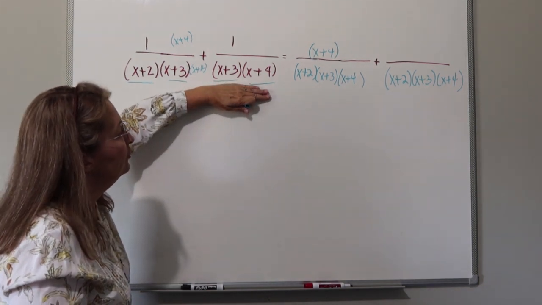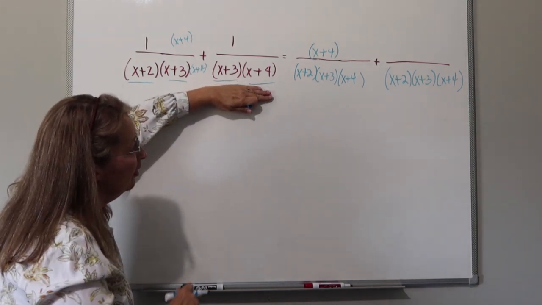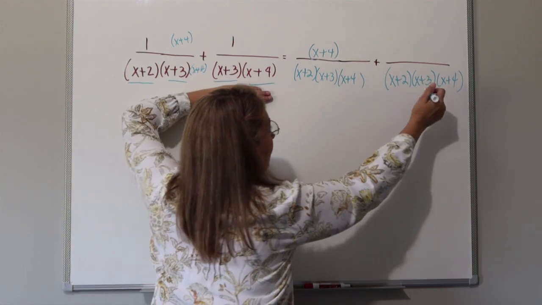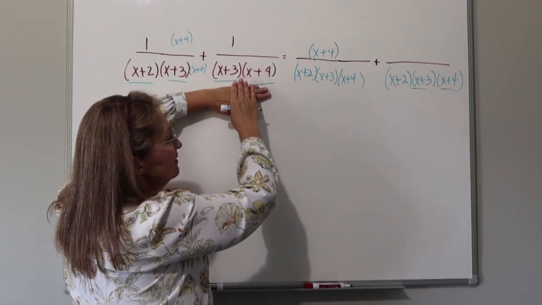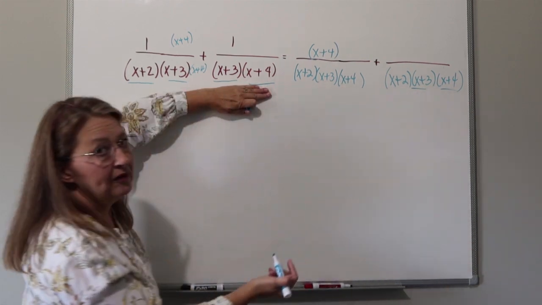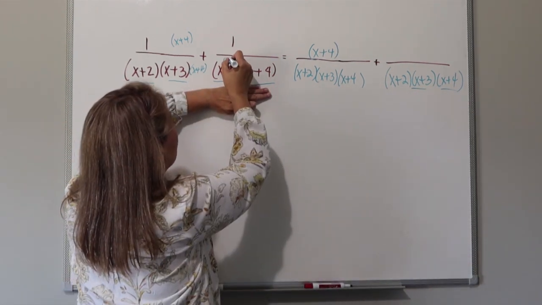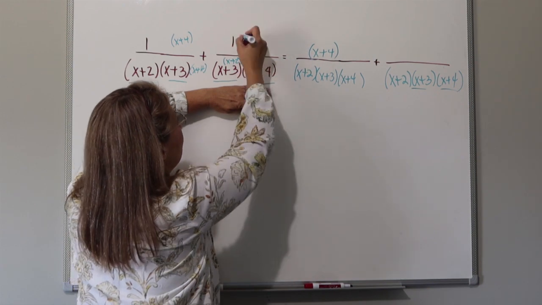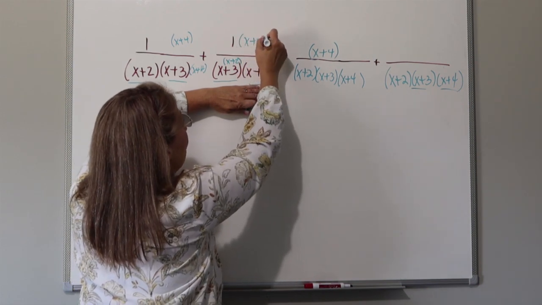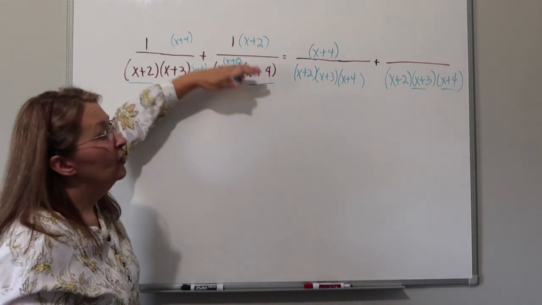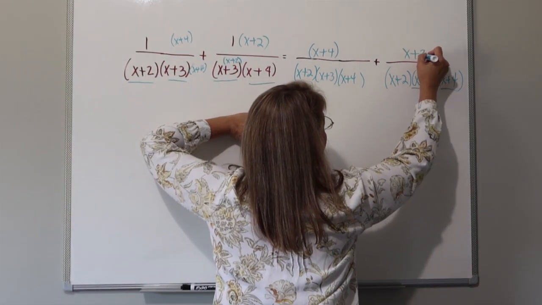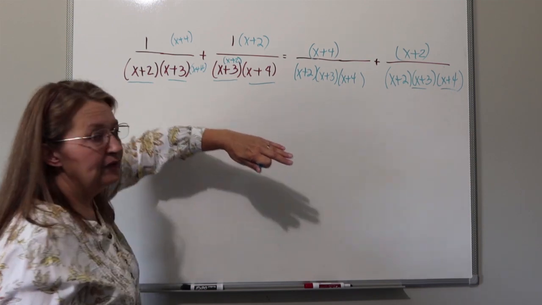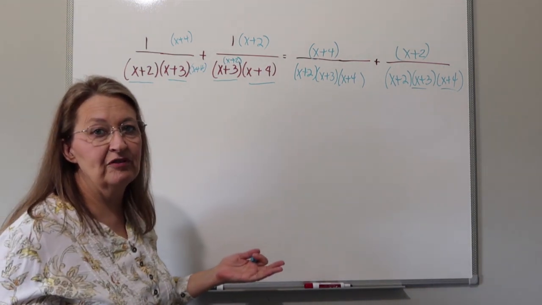Now let's look at this denominator. What was done to go from this denominator to this one? Well, I already had those two things. So what I did is I multiplied this denominator times x plus 2. Whatever you do to the denominator, you have to do to the numerator. What's 1 times x plus 2? X plus 2.